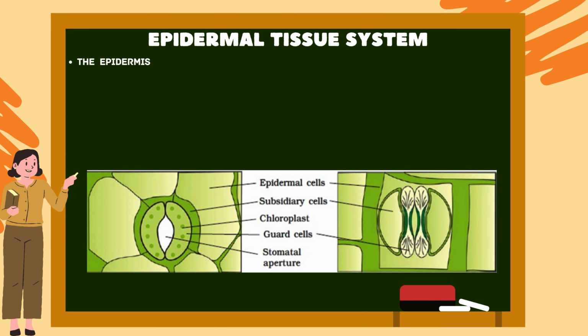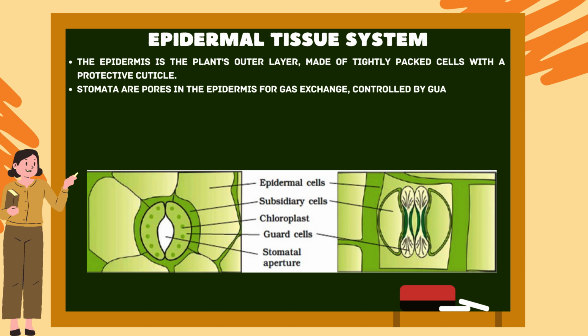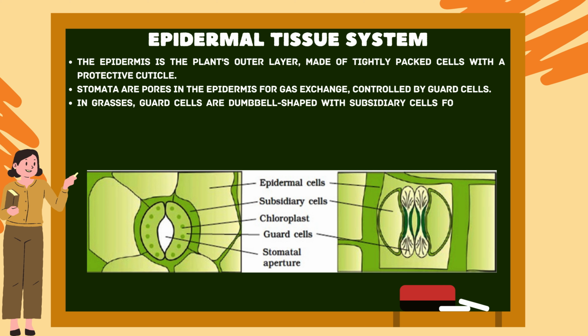Epidermal tissue system. The epidermal tissue system is like the plant's outer coat covering its entire body. It's made up of different parts like epidermal cells, stomata and little hair-like structures called trichomes. Picture it as the skin of the plant. This outer layer is called the epidermis. It is made up of closely packed cells forming a protective barrier.